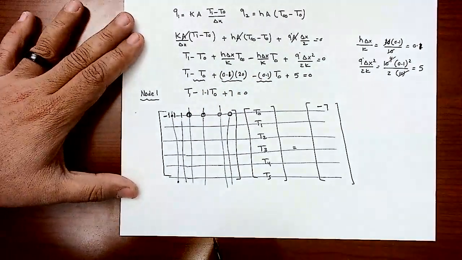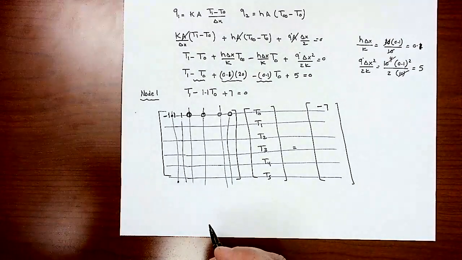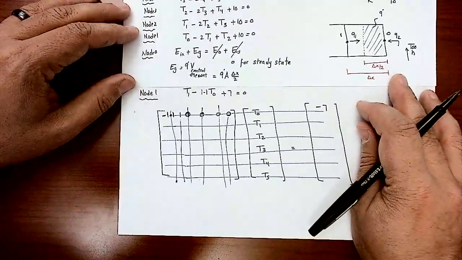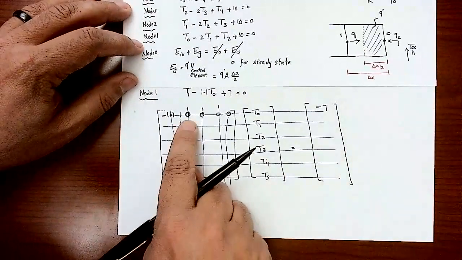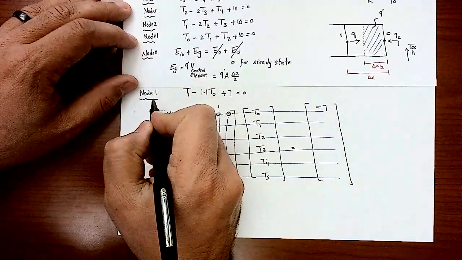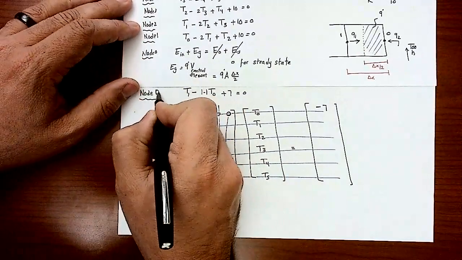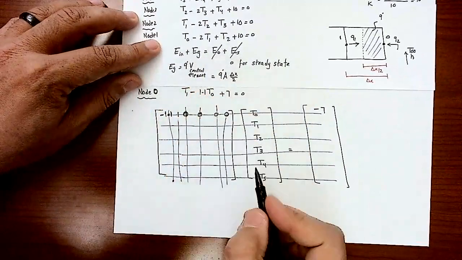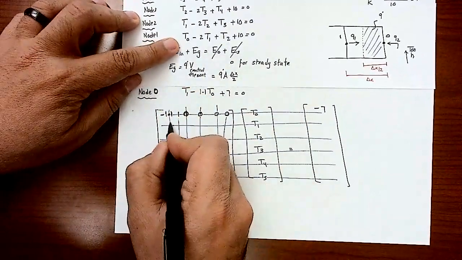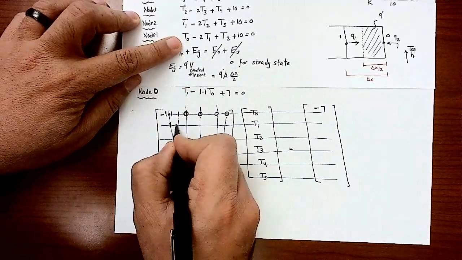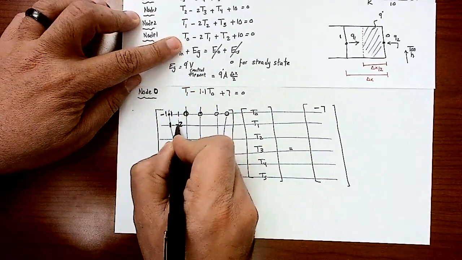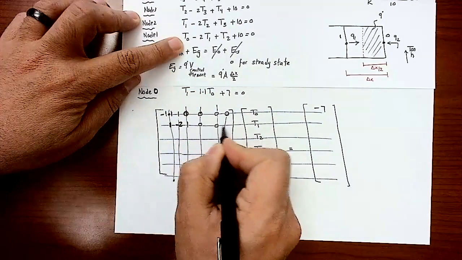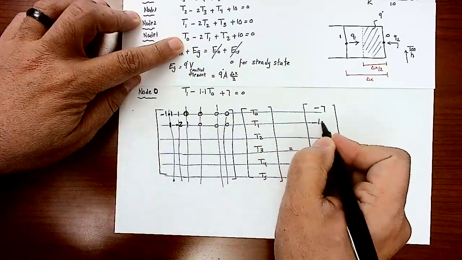Okay, let's go for node number 2. Actually, node number 1, we finished node 0. That's node 0, actually, guys. Now going for node number 1, which is this equation here. I have 1 for T node, -2 for T1, 1 for T2, 3, 4, and 5 are 0, and the free term is -10.